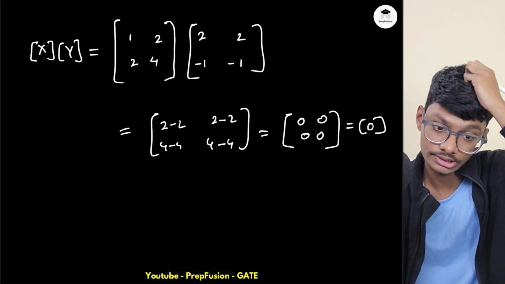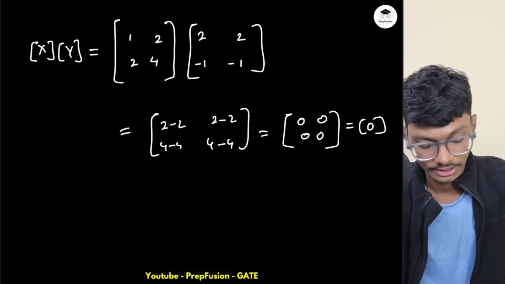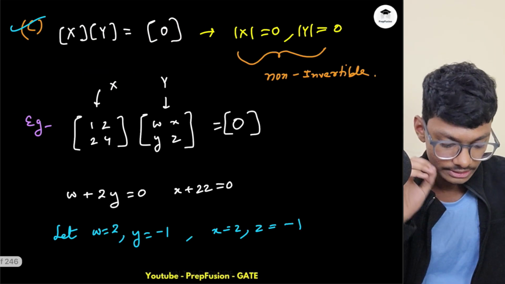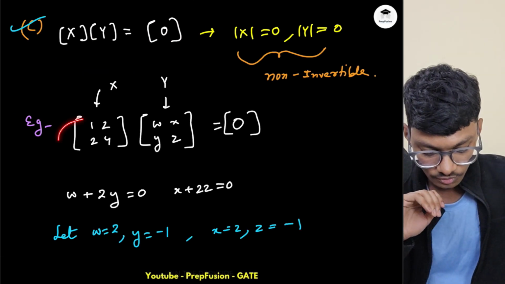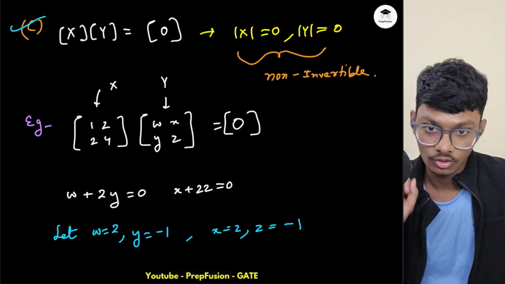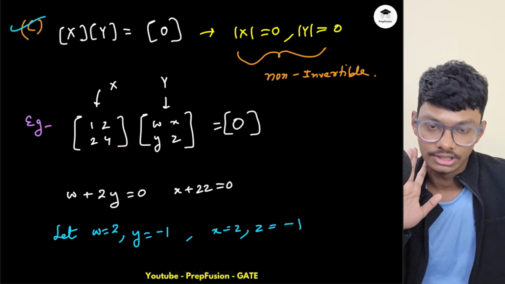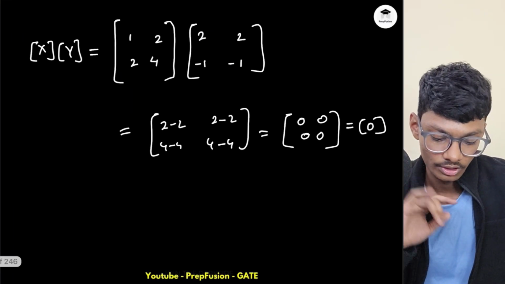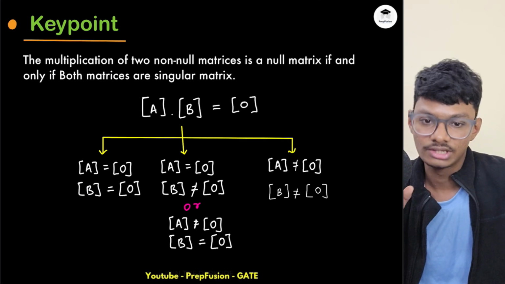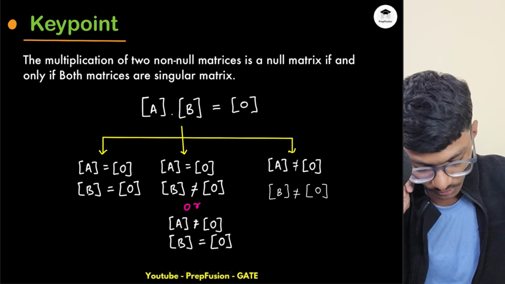So this is basically the answer to this question. You got to see, right? Here the determinants of these two are 0, but they are not null matrices. Still I am getting my product as null. So basically what is the key point here? The key point is this.